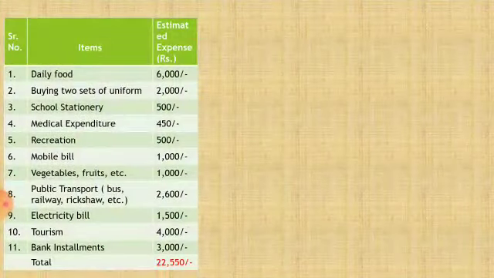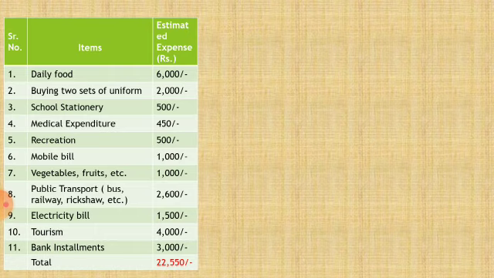On page number 64, you will see the list of estimated expenses for a particular month. Now let's go through this list. The first item on the list is your daily food, which amounts to 6,000 rupees. Buying of two sets of uniform, 2,000 rupees. School stationery, 500 rupees. Medical expenditure, 450 rupees.